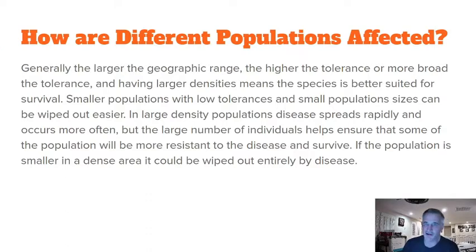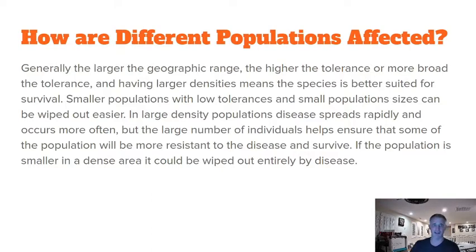Generally, the larger the geographic range, the higher the tolerance, or the more broad the tolerance. And having large densities means the species are better suited for survival. Smaller populations with low tolerances and small population sizes can be wiped out easier. So in large density populations, things like disease can spread rapidly and occur more often. But because you have a large number of individuals, the genetic diversity within that population helps ensure some of the population will be more resistant to the disease and be able to survive.